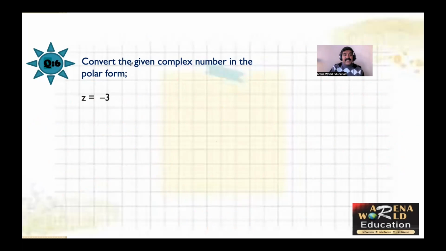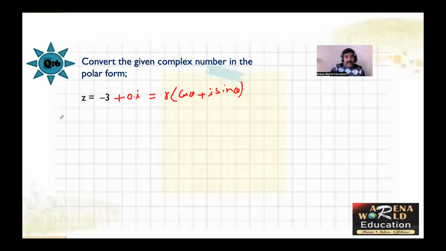Question number 6. Convert the given complex number in the polar form just like previous question, but you can see the complex number. Here, z is equal to -3. Means it is what? It is purely a real number, and we can write it as 0 into iota. Right? Now we want to write this in the form of r into cos theta plus iota into sin theta.